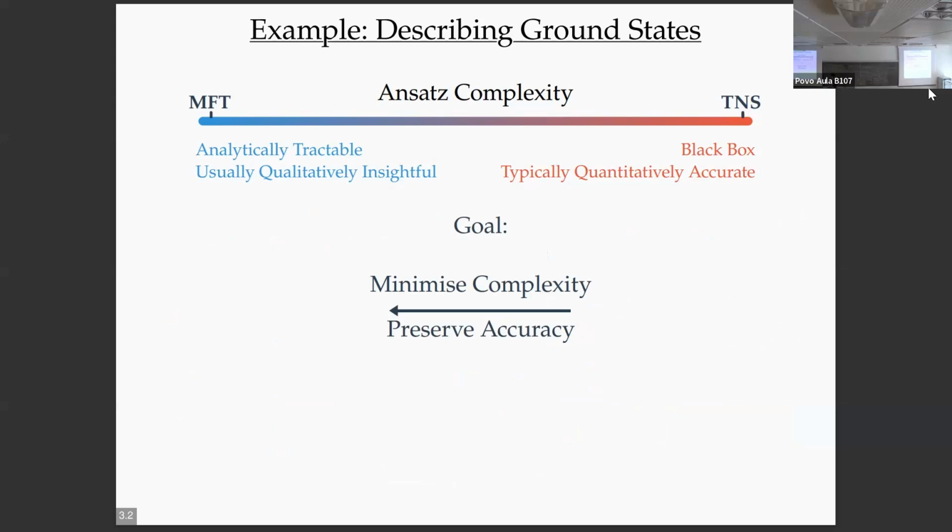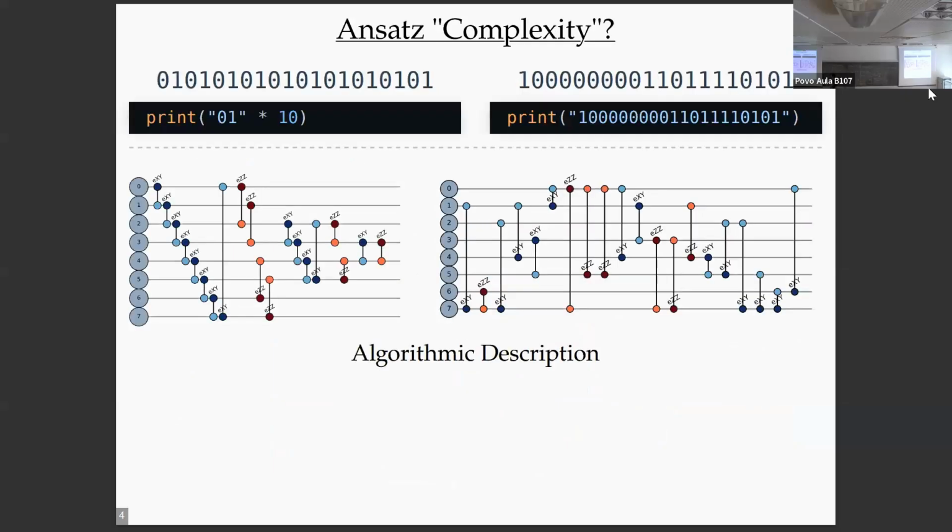So ultimately, what we want to do is find ansätze by minimizing complexity, but still preserving accuracy. Okay, so how do we do this? And what do I mean by complexity, since we somehow need to minimize it? I'll try and explain this by example. So consider these two bit strings on the left and right. Hopefully you'll agree that the one on the left is more structured than the one on the right. One way in which you can measure this complexity is by the length of the shortest program you can come up with to generate the bit string.